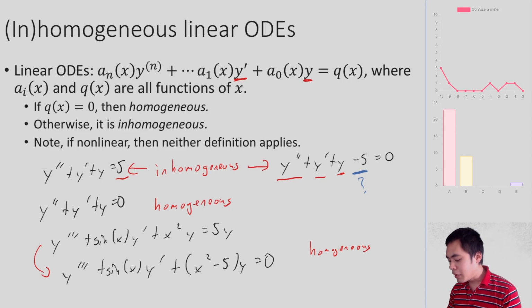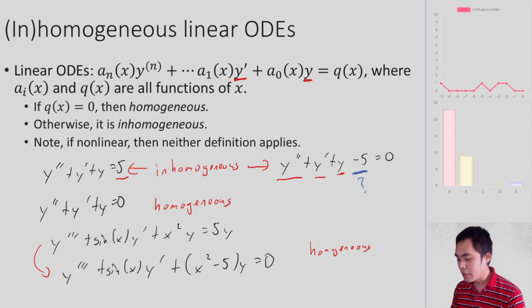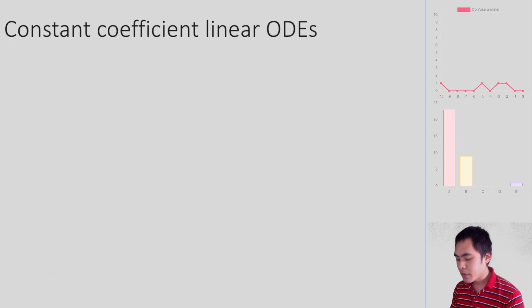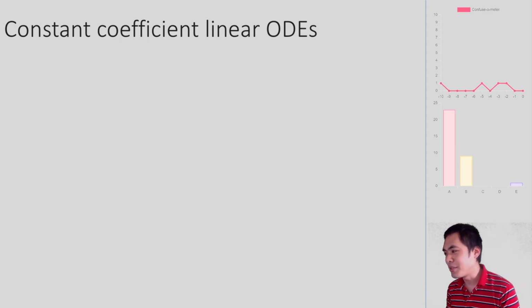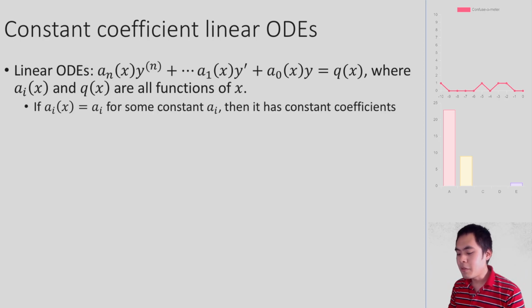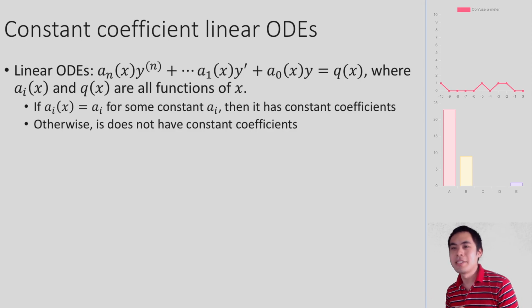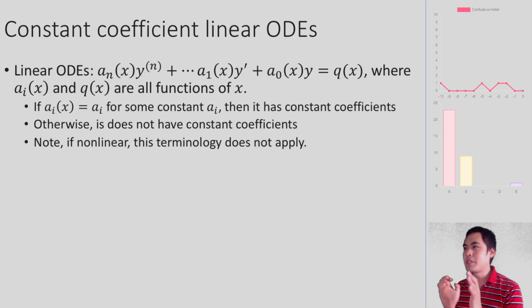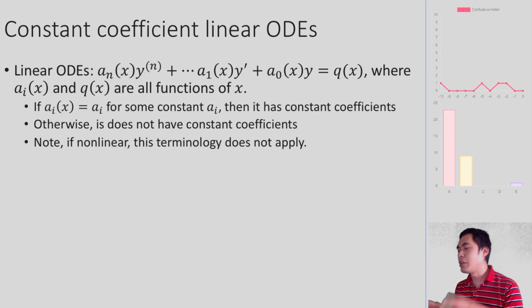And let me give one other definition. This one should be fairly straightforward. Constant coefficient. Hopefully when you see that, you're like, oh, that probably means the coefficients are constant. And that would be correct. A linear ODE has a standard form. If all the a_i of x are equal to some constant, then it has constant coefficients. Otherwise, it does not have constant coefficients. And note that if it's nonlinear, we're not applying this terminology. You can generalize this definition to nonlinear equations if you're careful enough, but we're not going to do that.